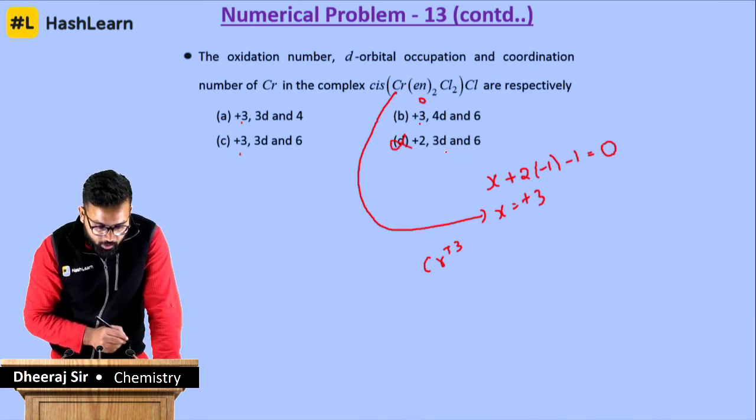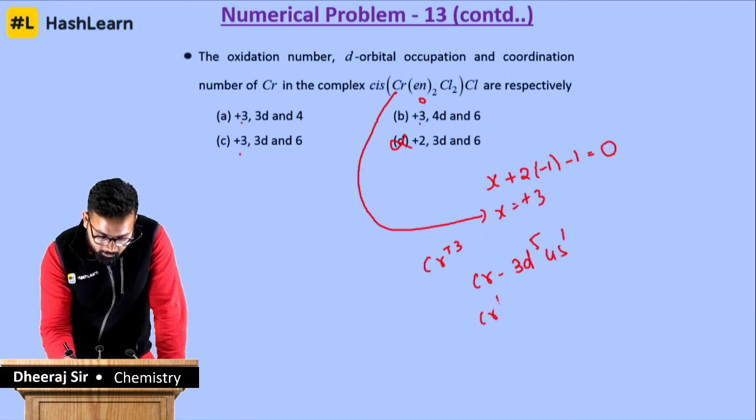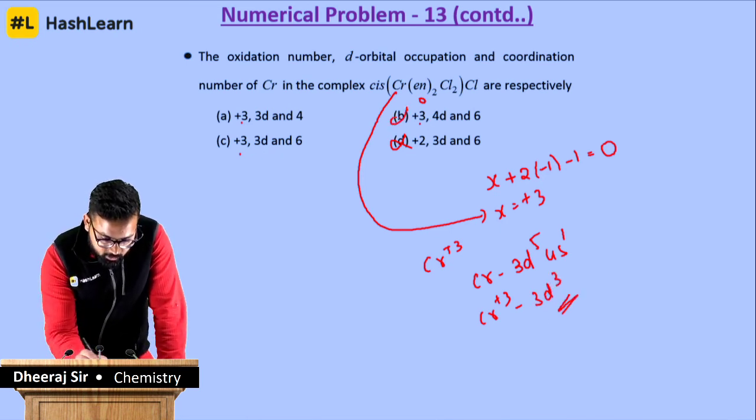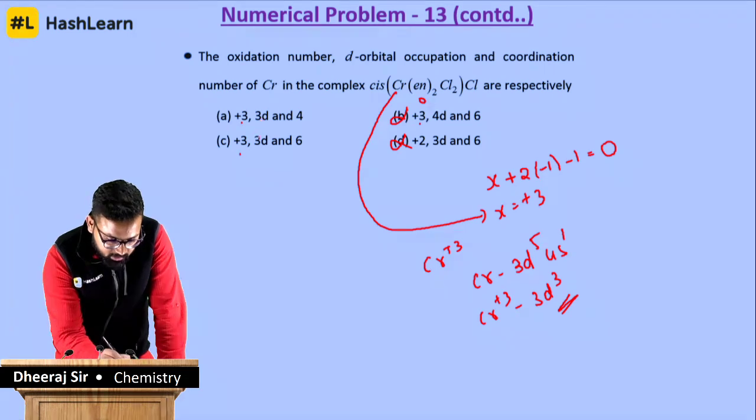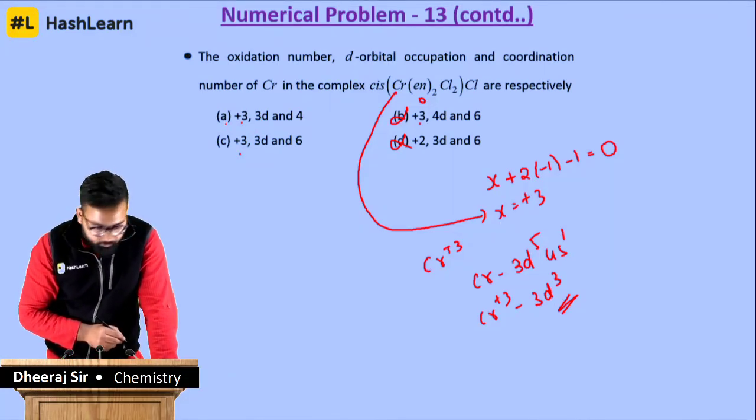The next is d orbital occupation. Chromium outermost electronic configuration is 3d5 4s1. Therefore chromium plus 3, remove 3 electrons, it becomes 3d3. So remove this option. It is plus 3, 3d and 3d. Now the competition is between option A and C.